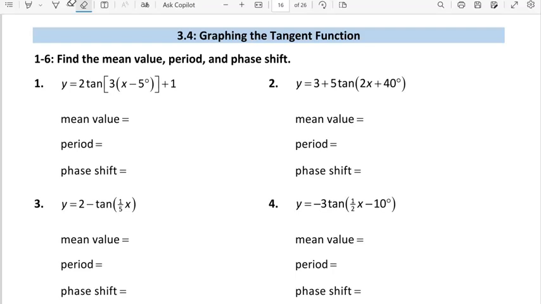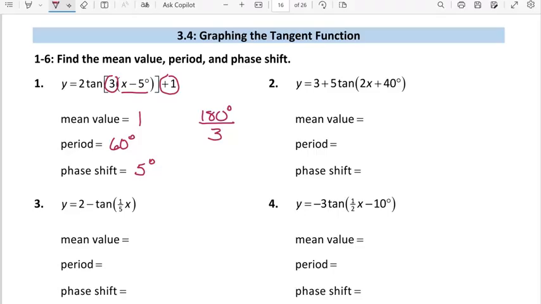Okay, so mean value, in other words, is the vertical shift of the function, so that's indicated by this +1 out here. The period, remember, for a tangent function, the period of the parent function is 180, not 360, so the period is 180 divided by the b value, which is 3, and so that's going to be 60 degrees. And then the phase shift is the horizontal shift. We're looking for that on the inside of the tangent, and that is positive 5 degrees, or 5 degrees to the right.